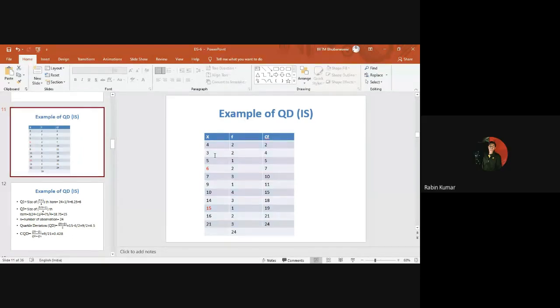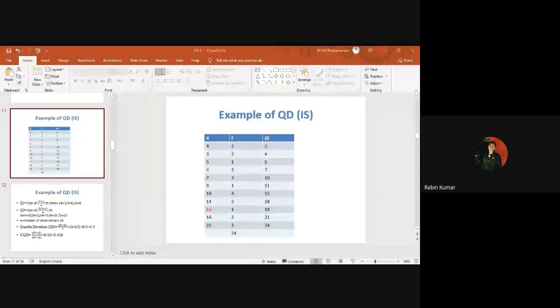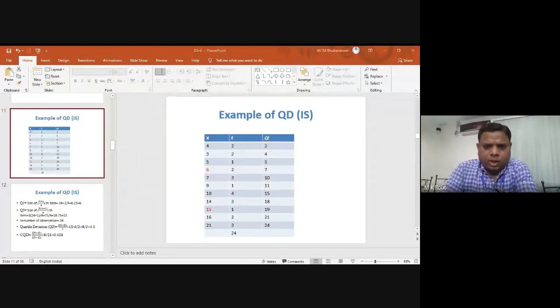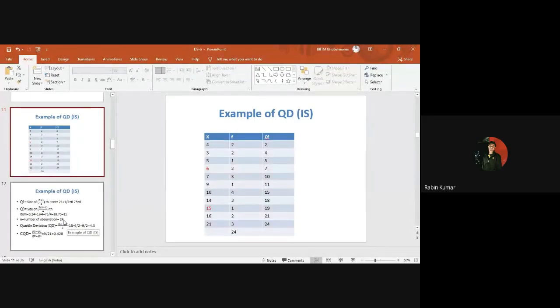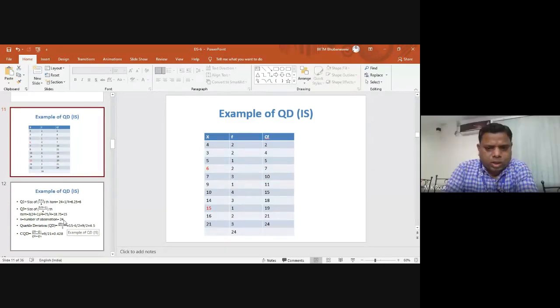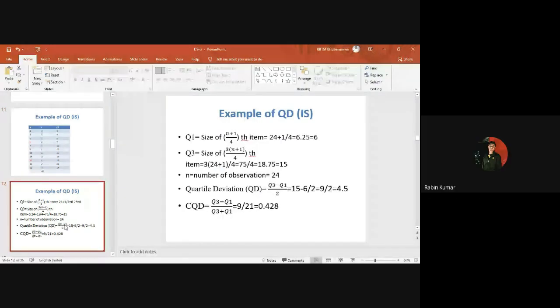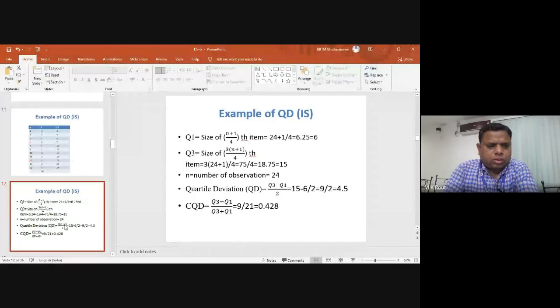Sir, to calculate Q3, is it 3 into n plus 1 by 4 or 2? That is 4, no? 3 into n plus 1 divided by 4th item. You are not writing the formula, I think. That's why you are a little bit confused. Here's the formula. Actually, earlier I wrote 2 by mistake. Okay, okay.